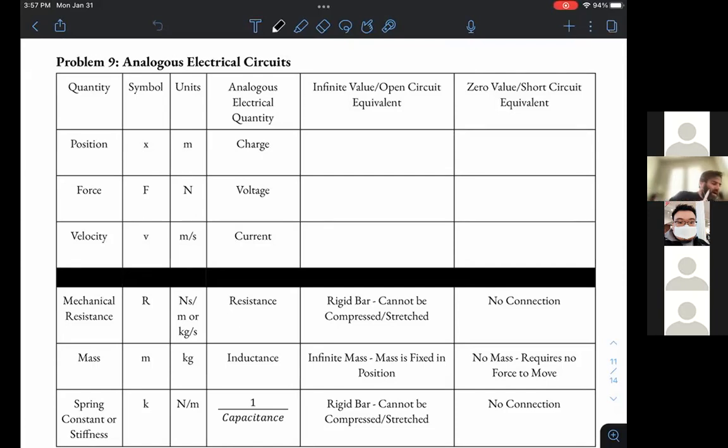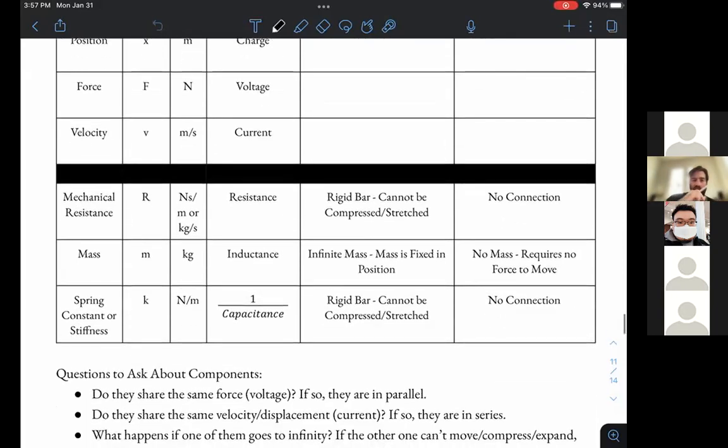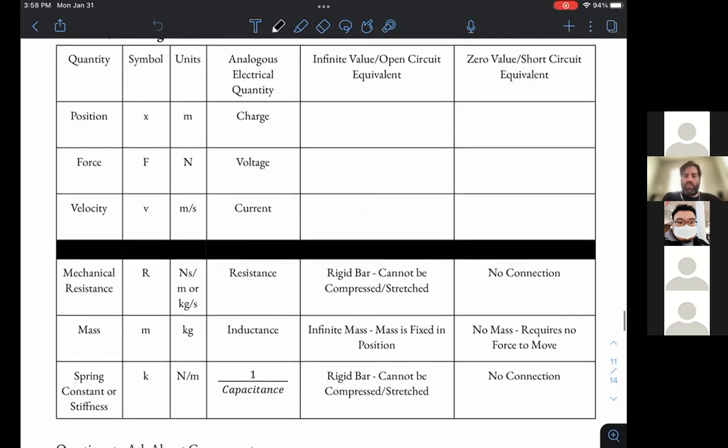And then we've got these components. Mechanical resistance, those dampers, are just like resistors. Masses are like inductors, and springs are like capacitors, but the spring constant K and capacitance are inversely proportional. So if you have a value K for the spring, you have a value 1 over K for the capacitor.